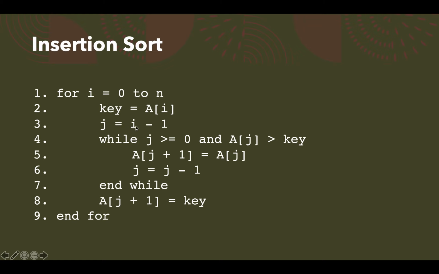Then j is equal to i minus 1. So here j is used for shifting the card in the left hand one level above, so that I can insert the key that I have taken in line number 2 in the correct position. So this is a condition, j greater than or equal to 0, okay. So the boundary of j is only till 0, so j should have a non-negative value, and a of j is greater than key, okay.